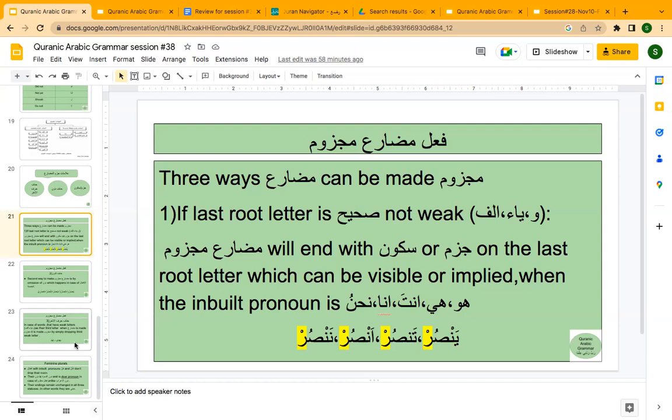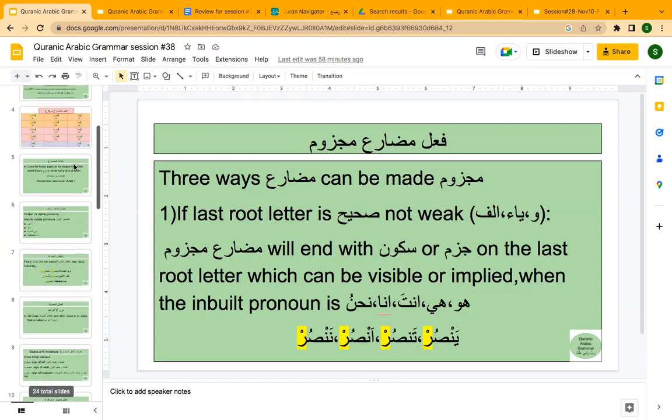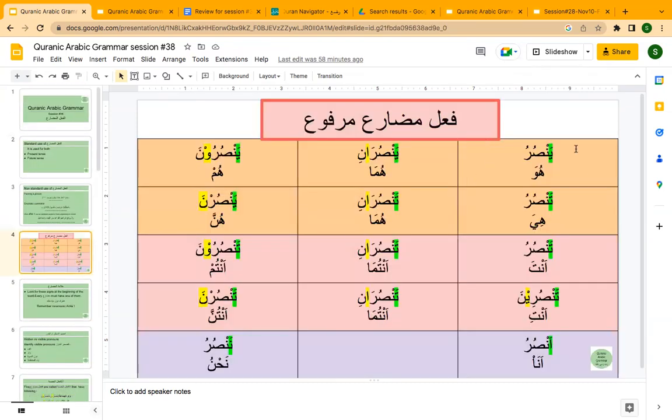When I ask you, what are the root letters for yansuru? What are you going to tell me? Noon, Sod, Ra. And which is the last root letter among them? Is Noon the last root letter or Ra the last root letter? It's Ra, right? Ra is the last root letter.